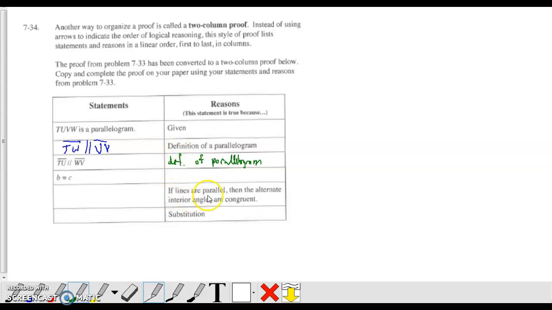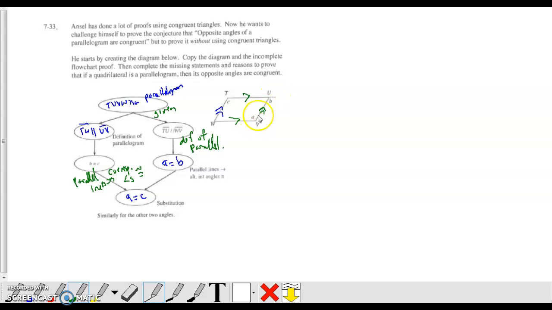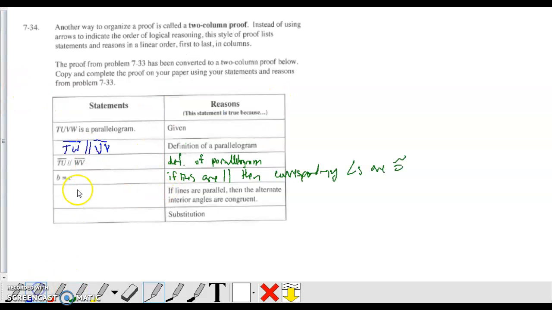So notice it says, if lines are parallel, then alternate interior angles are congruent. So we can write something like that. If lines are parallel, then corresponding angles are congruent. Again, use symbols to help you out. So that's why B is equal to C. If lines are parallel, alternate interior angles are congruent. So that's your A is equal to B. So that's exactly what we're going to put. A is equal to B.